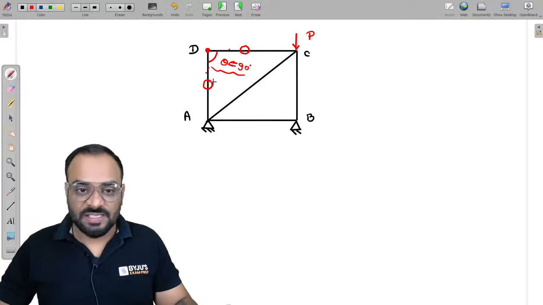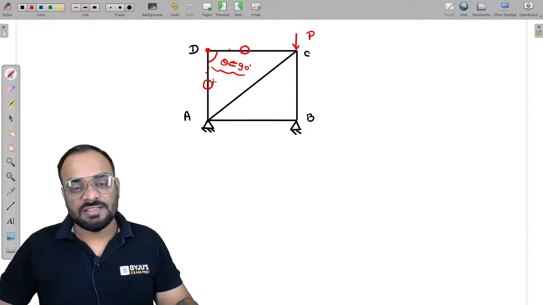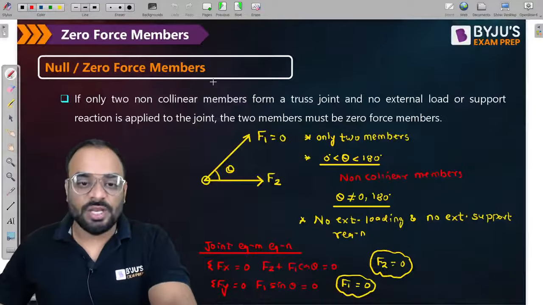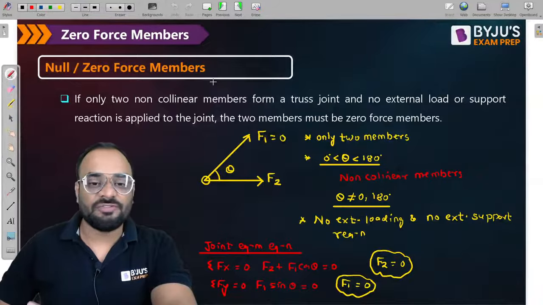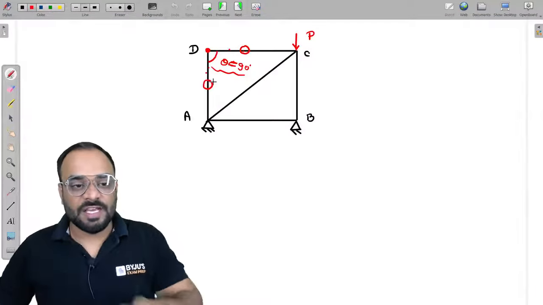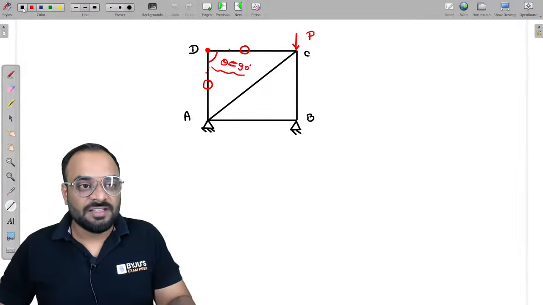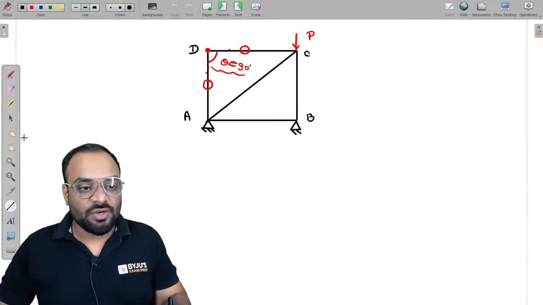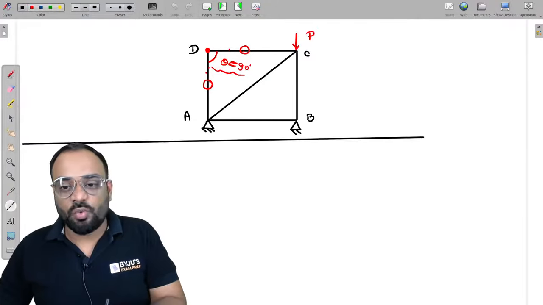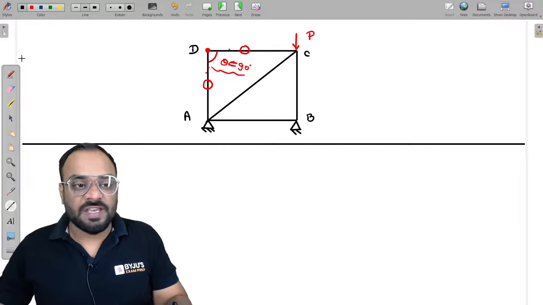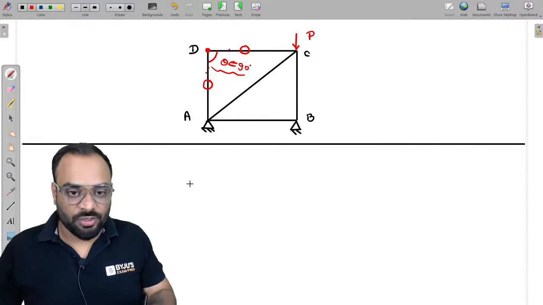Very nice, Balaji. Yes, DA and DC are zero force members, right? So I hope all of you are able to understand the first condition. But let us suppose, guys, if I consider theta equal to 0 degree and theta equal to 180 degree, then in that particular case, what will happen? Let's understand that point also.